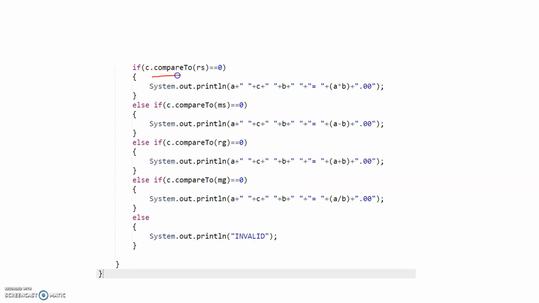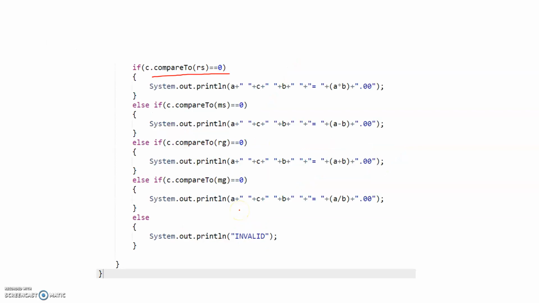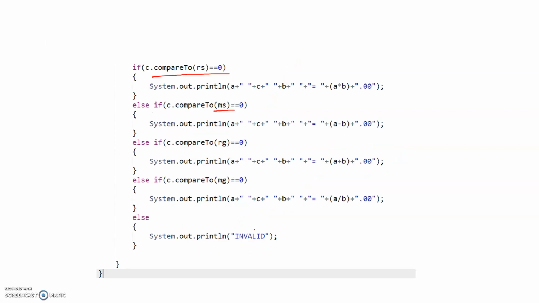So if c dot compare to rs equal to 0, see what is c? C is basically the third input we are storing in the c variable, and we are comparing whether c is our operator. If c is equal to the first one, we are taking ms. Okay, so ms is what? Subtraction. If c equal to ms, that means we have to subtract the first two operands, or first two inputs. So see what I have done, system dot out dot println a minus b.